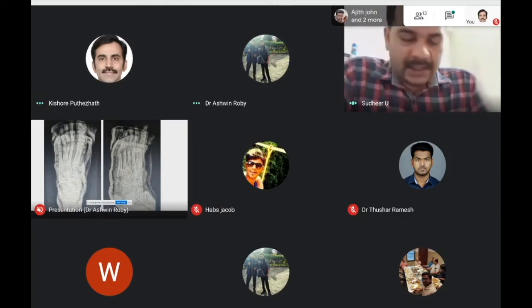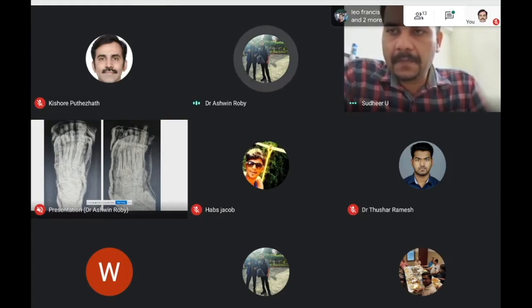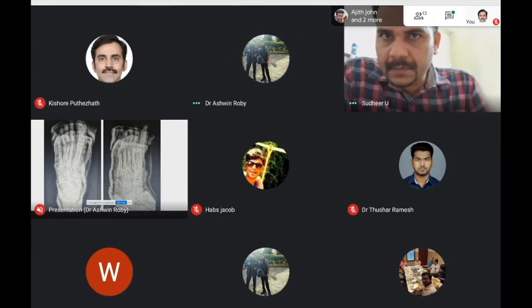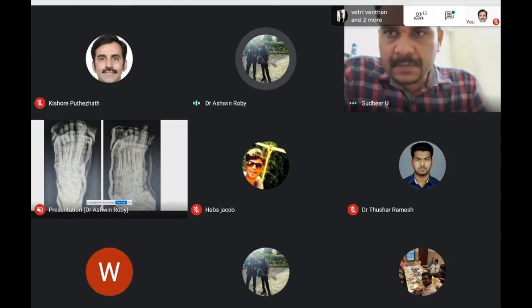Suppose, Ashwin, there are features of compartment syndrome. What will you do? We have to go for fasciotomy, sir. How do you do fasciotomy of the foot? Sir, there is a dual dorsal incision technique. Which approach? Dorsal medial incision, medial to the second metatarsal. First and second interosseous and deep central compartments are released here.